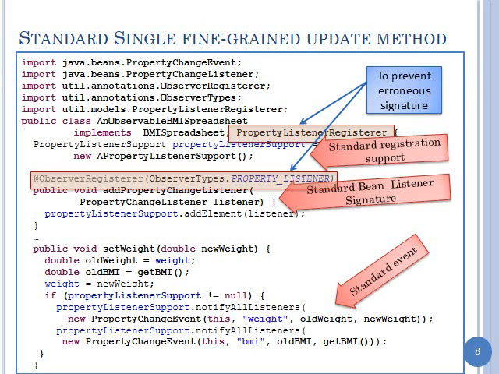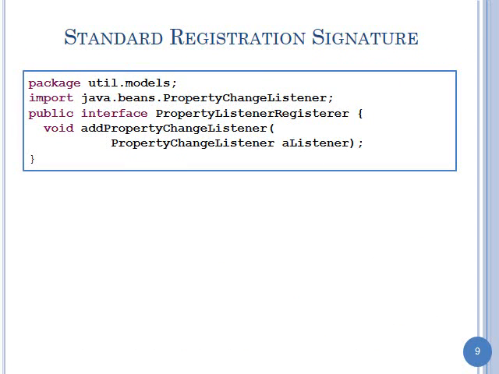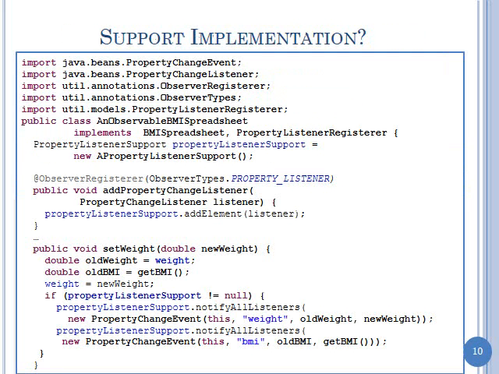And this is part of Object Editor, so you'll have to name this interface, and Eclipse will find it. Okay. So that's your property listener registrar, and this is the method that it requires you to implement. Okay.